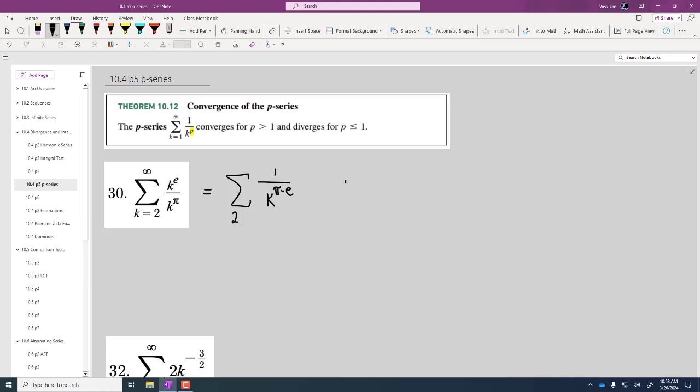Now let's ask the question. Is pi minus e greater than 1? So this is really definitive. If it's bigger than 1, it converges. If it's less than or equal to 1, it diverges. Is pi minus e bigger than 1? Let's see. So this is approximately 3.14 minus 2.71. No, it's not bigger than 1.